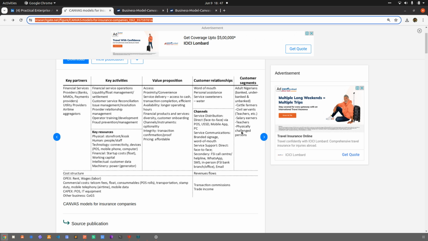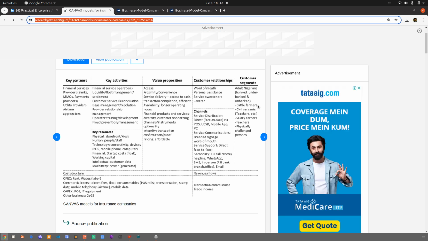Now this is an insurance organization, from the looks of it, working in Nigeria. People who both have banking and people who are getting benefits of banks or not banks. They can be cattle farmers, civil servants and salary earners. So basically they are teachers and physically challenged persons. So they're giving essentially insurance to a large segment of society, and they are reaching them directly, using the apps, using their websites, word of mouth, and then direct sales, and so forth.